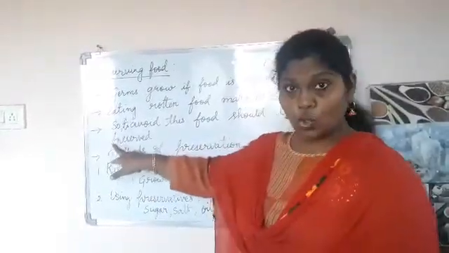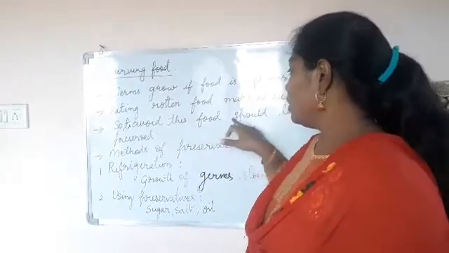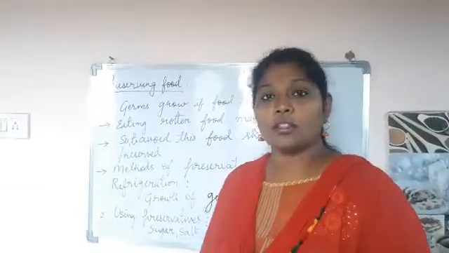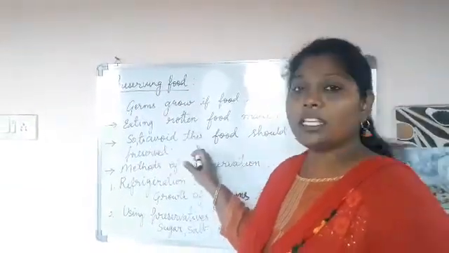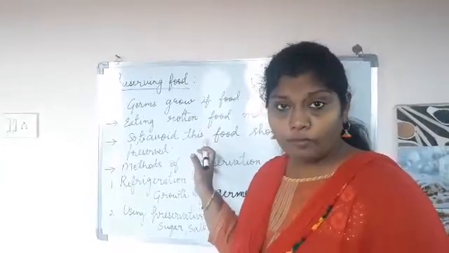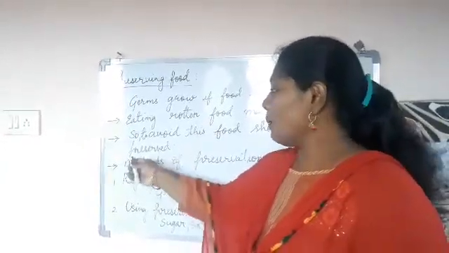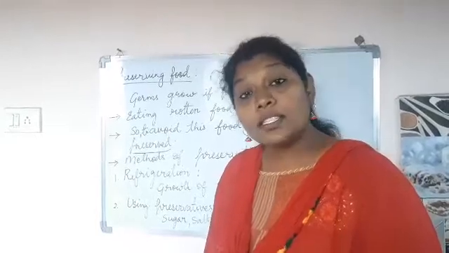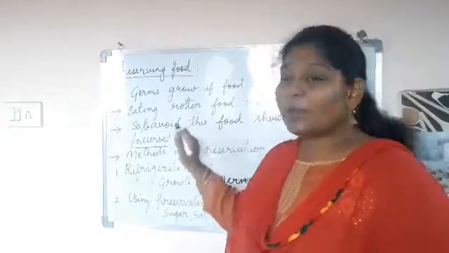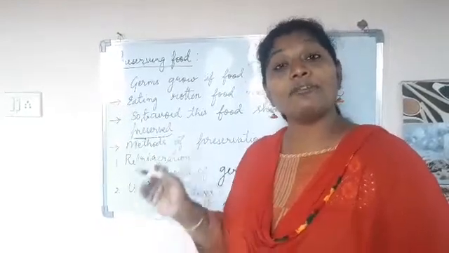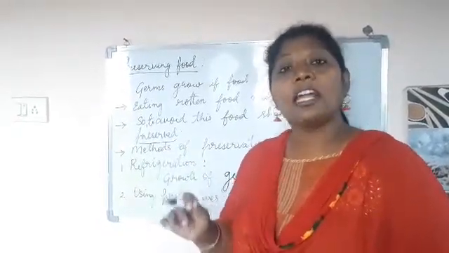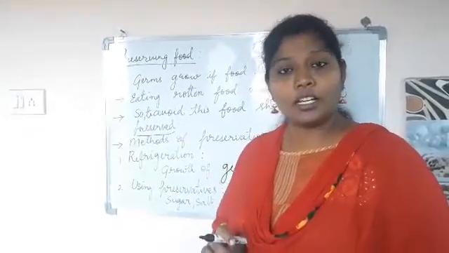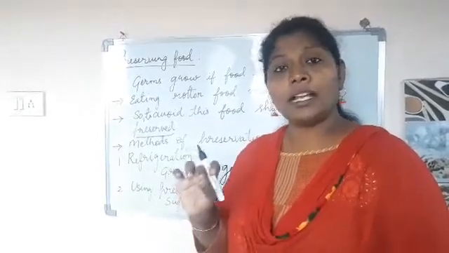Okay. So to avoid this, food should be preserved. To avoid this spoiling or rotting of the food, we have to preserve the food. What we have to do, children? We have to preserve the food. So to preserve the food, we have different methods of preservation. Okay, children? Now, we will see them clearly.